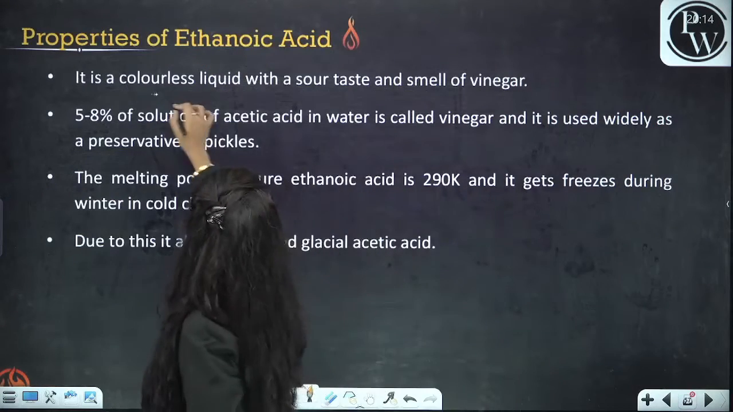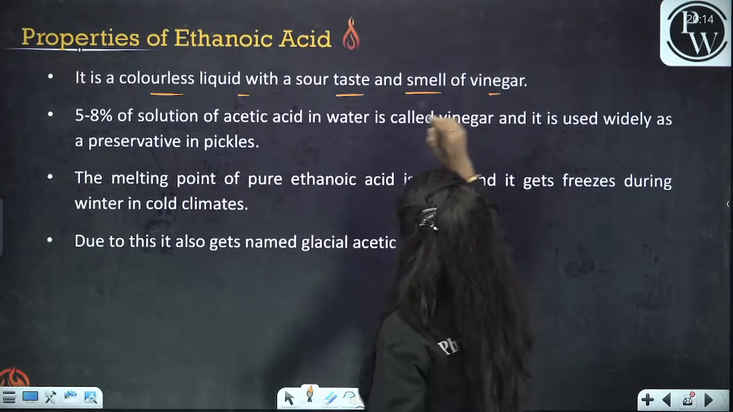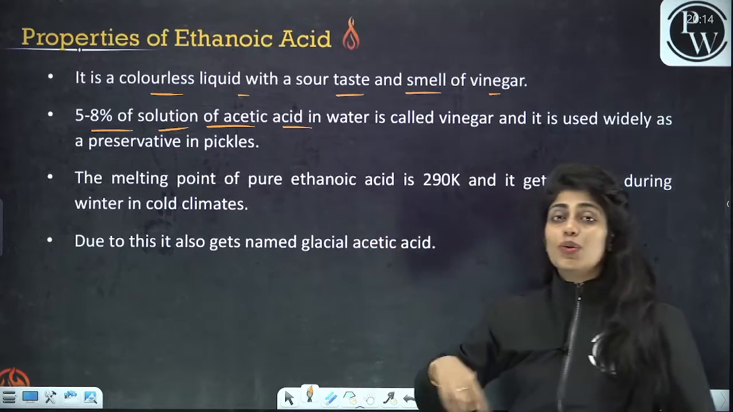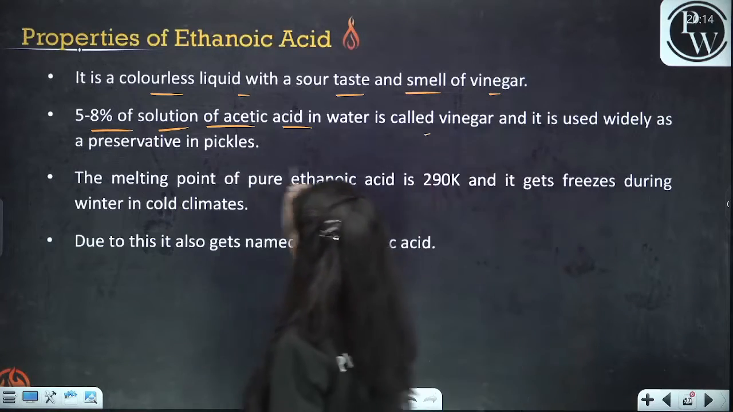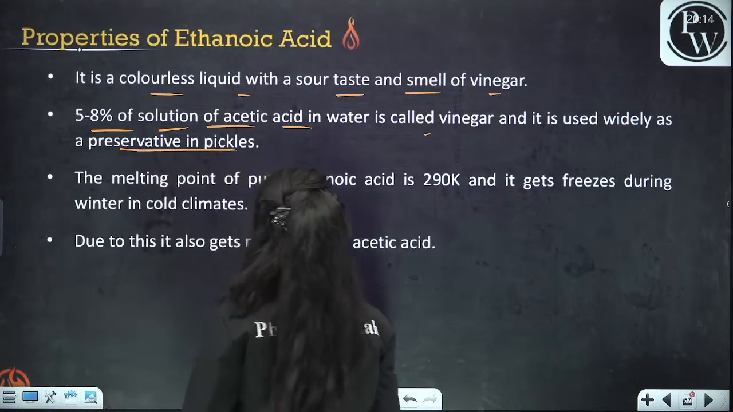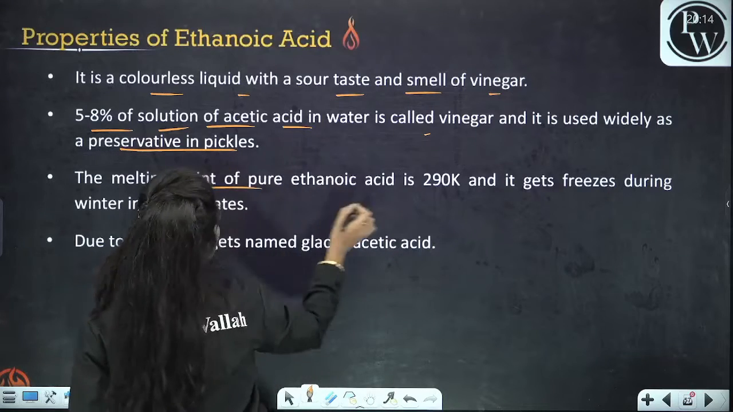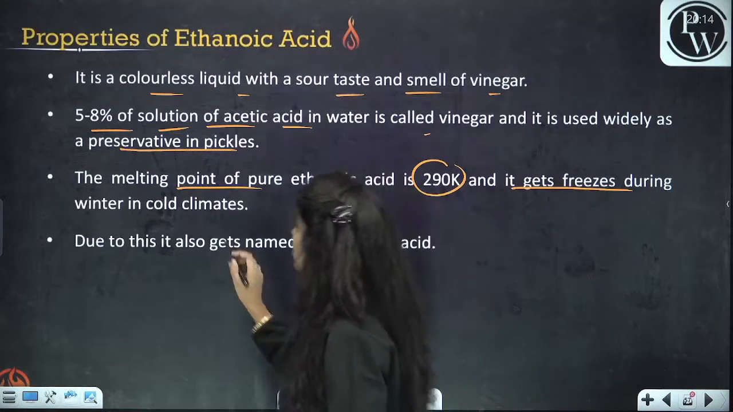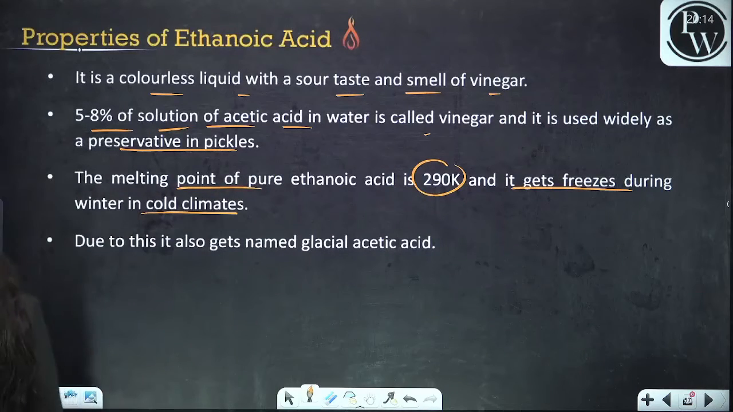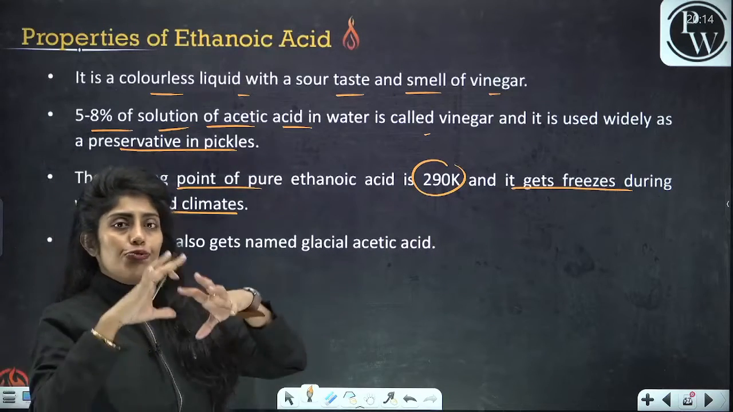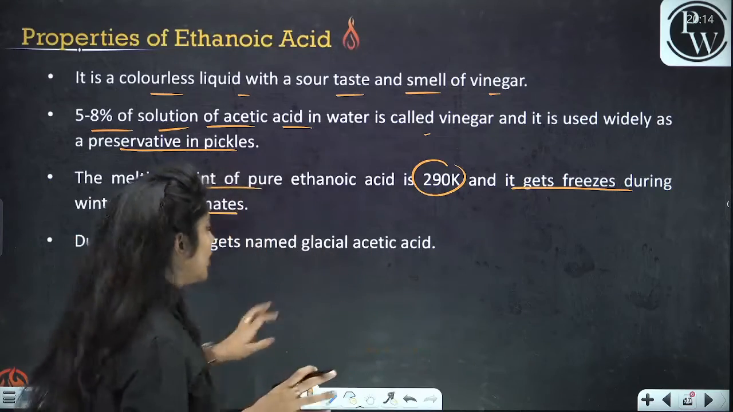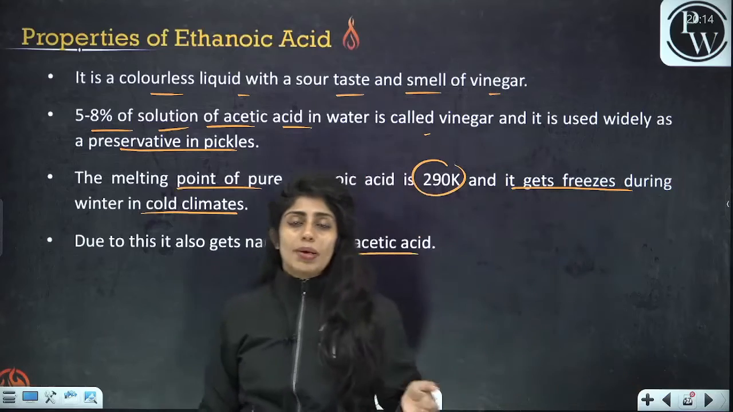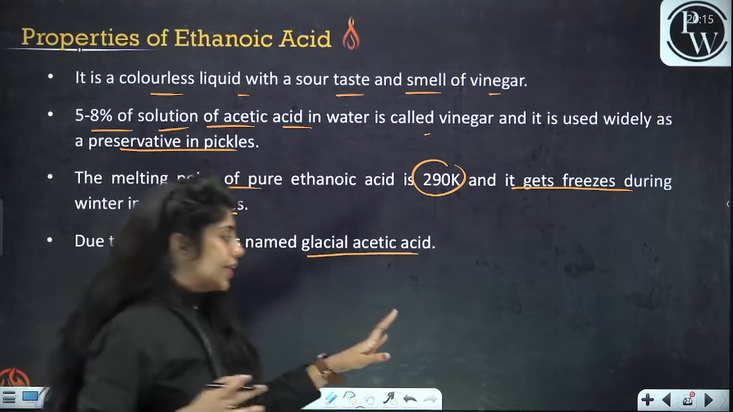It is again a colorless liquid with sour taste and the smell of vinegar. A 5 to 8% solution of acetic acid in water is known as vinegar, and we use it as a preservative for pickles. Melting point is so and so, not that important, and it freezes during the winter in the cold times, right? And it forms some ice flakes and we call it glacial acetic acid. Glacial because it freezes. Yes.